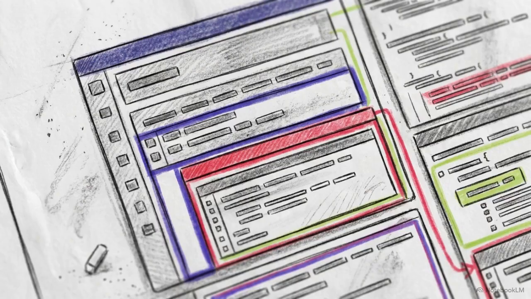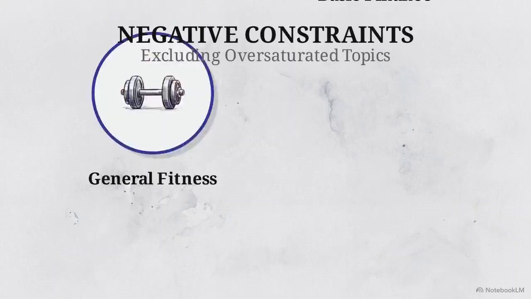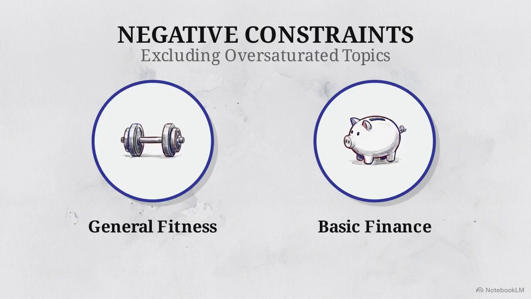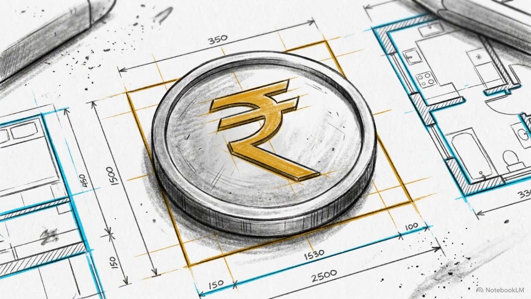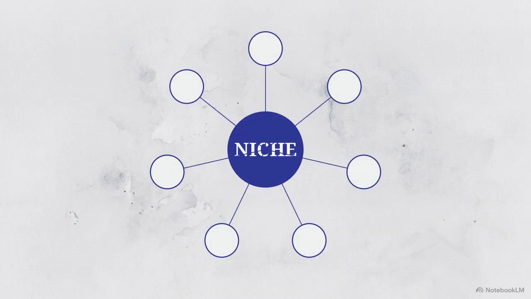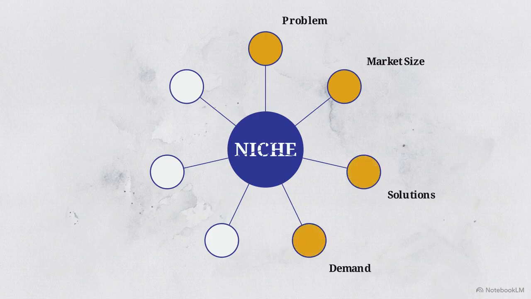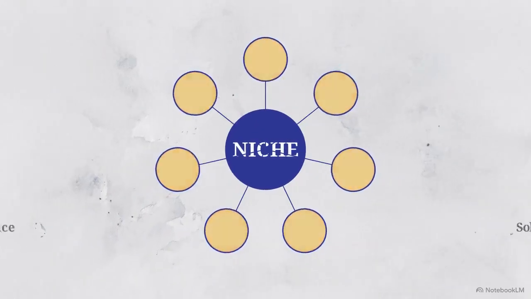We are going to build a prompt to uncover high-potential ebook niches, specifically tailored to the Indian market. We instruct the AI to ignore oversaturated topics like fitness or basic finance. Instead, we target acute pain points that millions experience and will gladly pay between $2.99 and $9.99 rupees to solve. To validate the idea, the AI maps 7 metrics: the exact problem, market size, current solutions, demand evidence, ebook angle, price expectation, and competition level.